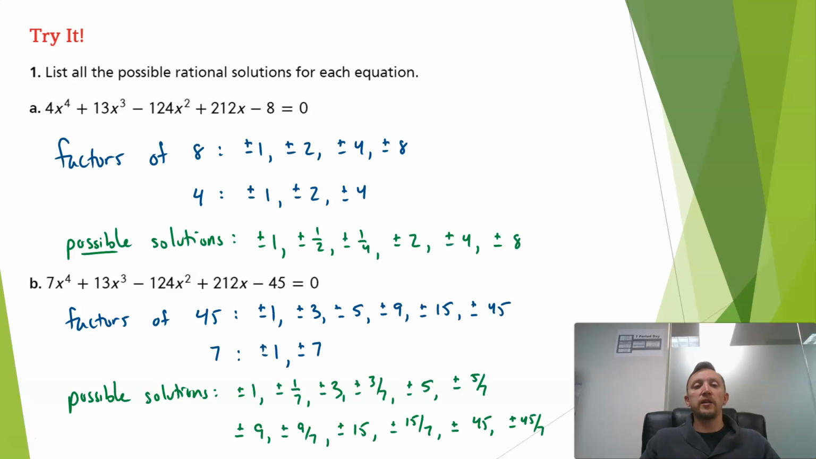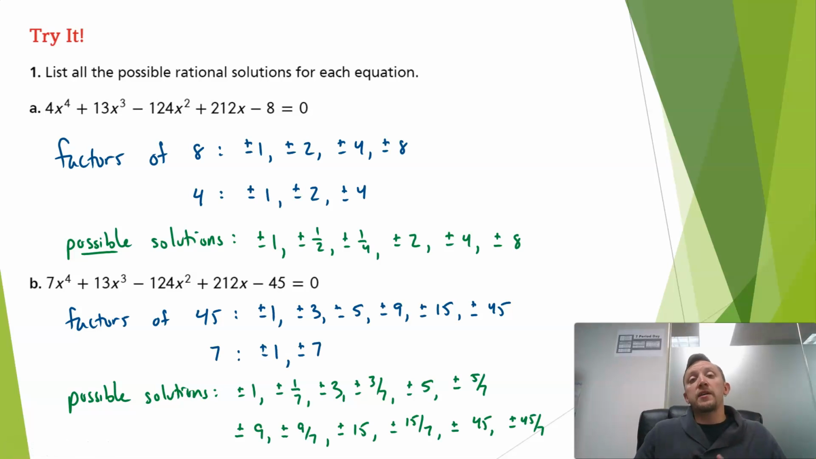All right, so let's see how you did here. For that first one, the factors of 8 we just did on the previous screen, but the factors of 8 would be plus or minus 1, plus or minus 2, plus or minus 4, plus or minus 8. Factors of 4 would be plus or minus 1, plus or minus 2, plus or minus 4. So for all the possible fractions we could get out of this, if it can be simplified, you can simplify it. You don't have to leave it as a fraction. So instead of writing it as 1 over 1, we'll just say 1. So it'll be plus or minus 1, 1/2, 1/4, 2, 4, and 8.